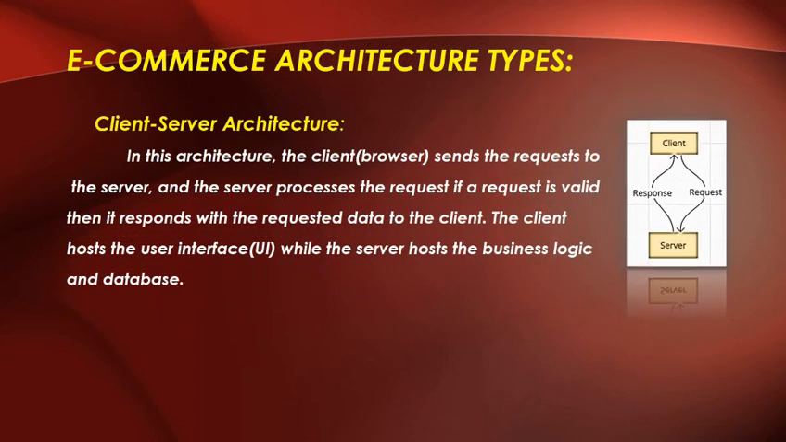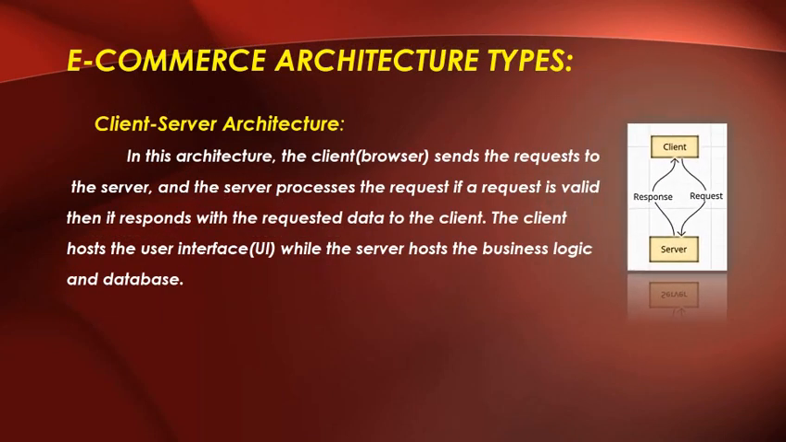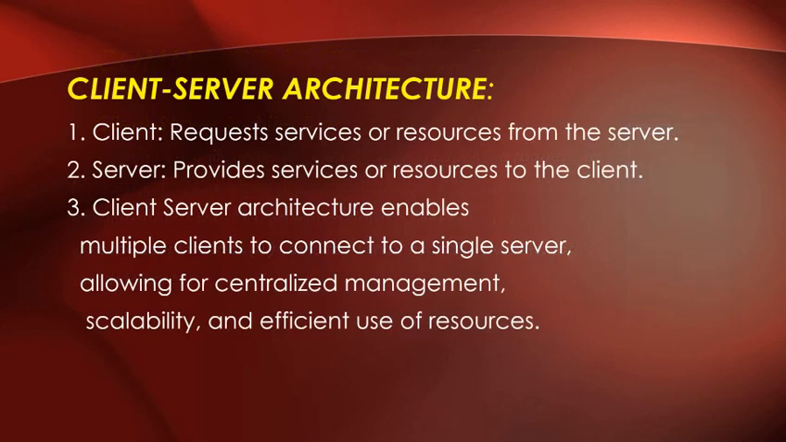E-commerce architecture types. First one is client-server architectures. In this architecture, the client sends a request to the server. The server processes the request of the client and sends the valid data to the client. So the client only initially sends the request. Based on the request only, the server responds. In client-server architecture, the client first sends a request and it receives the resources from the server. And the server provides a service based on the request made by the client. And then resources will be sent from the server to the client.